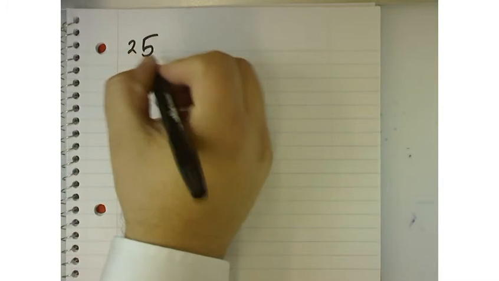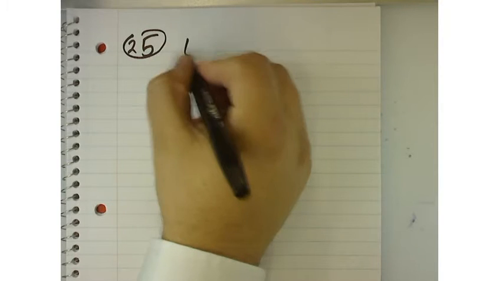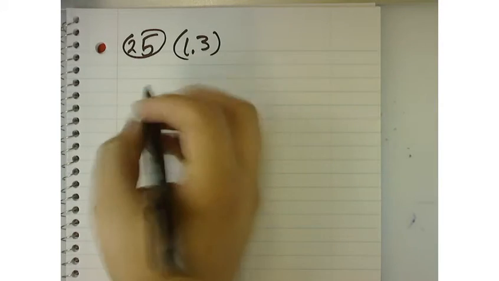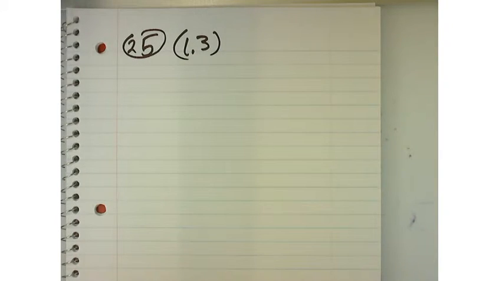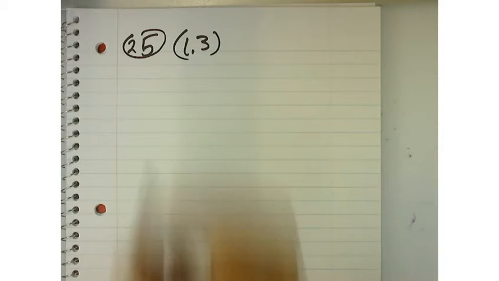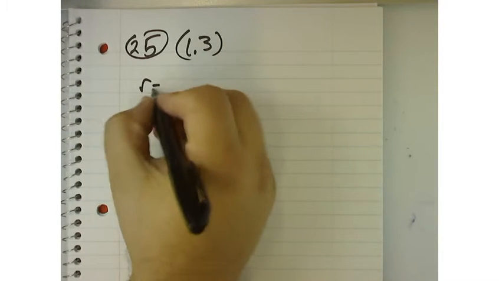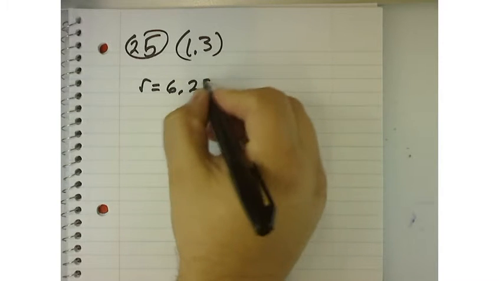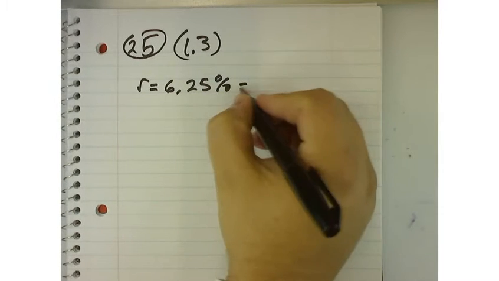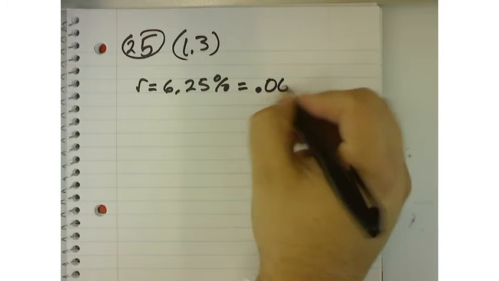So now for problem number 25, and this is from 1.3, we've got a very similar situation. It's a double your money. It says determine how much time is required for an investment to double if the interest rate is 6.25%. Now remember, we're going to have to convert that to a decimal, so it's 0.0625.